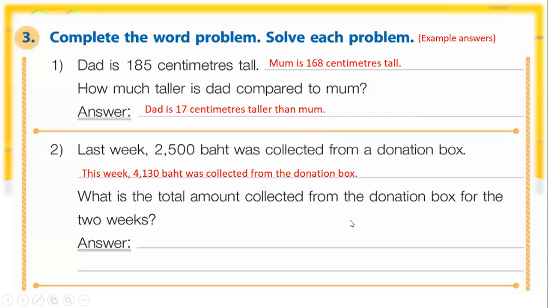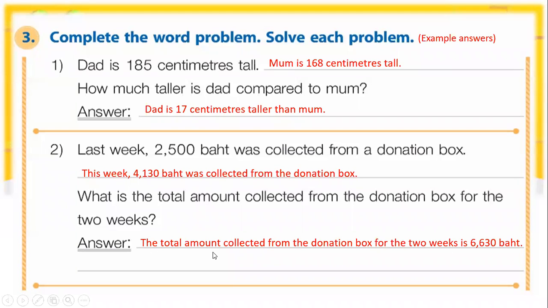So the question is the total collection of donations for 2 weeks. Week 1 plus week 2 we add, and we will have a total of 6,630 baht. So the answer is the total amount collected from the donation box for 2 weeks is 6,630. Okay, students, do you understand that? How to get the information? Okay. Yes. Okay, very good.